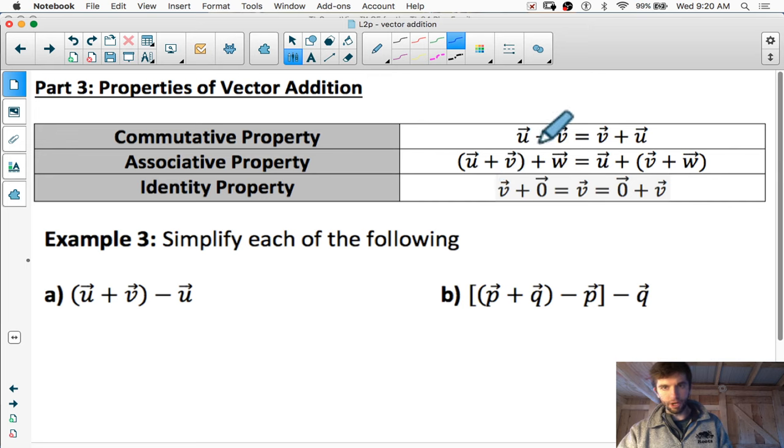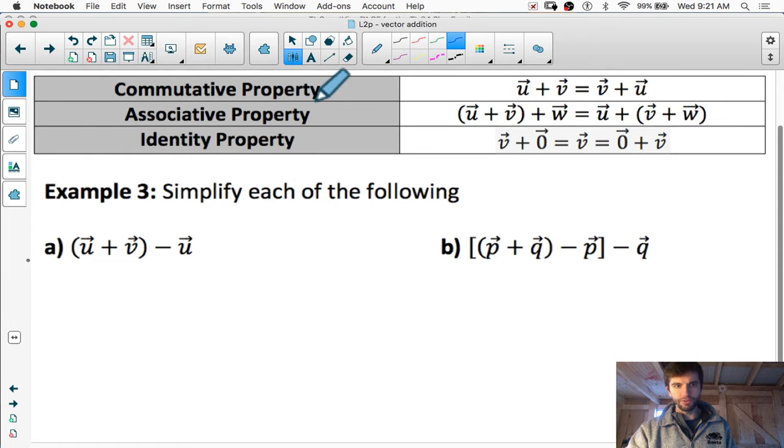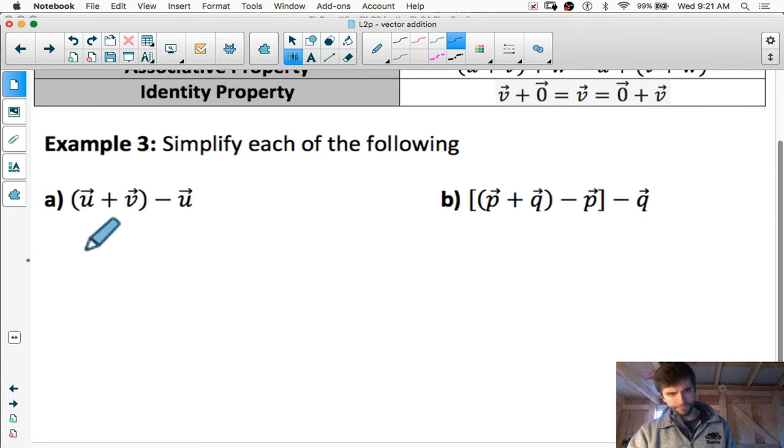And these properties hold true as well, right? If you're adding three vectors together, it doesn't matter which pair of them you add first. Like you could add U and V together and then add vector W, or you could add vector V and W together and then add vector U. So that doesn't matter either. And if you're adding a zero vector to a vector, it doesn't do anything. That's all that shows. So let's just work with a little bit of algebra with these quickly.